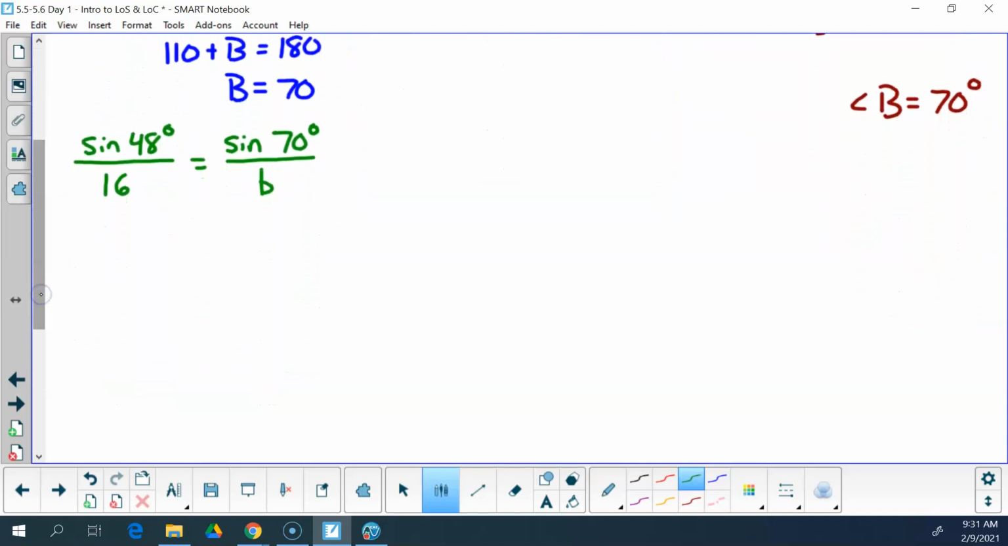How would we go about solving the green fraction? Cross multiply. Exactly. So we get B times the sine of 48 degrees is equal to 16 times the sine of 70 degrees. I like to do all of my math written out before I go to my calculator.